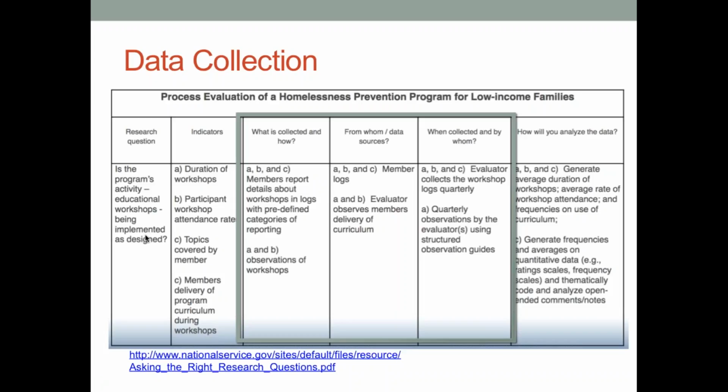Now who's actually doing that? Okay, the members are doing the logs, but the evaluator actually observes members. A good example of when an external evaluator can really help the competitiveness of an evaluation plan is if you're doing things like observations. And then when collected and by whom. So that card starts to operationalize or pick apart and figure out the plans of how you're actually going to collect those data.